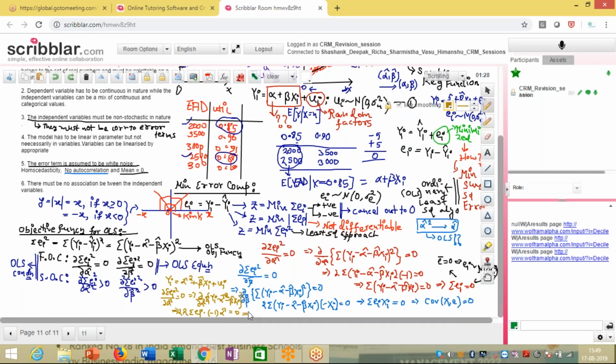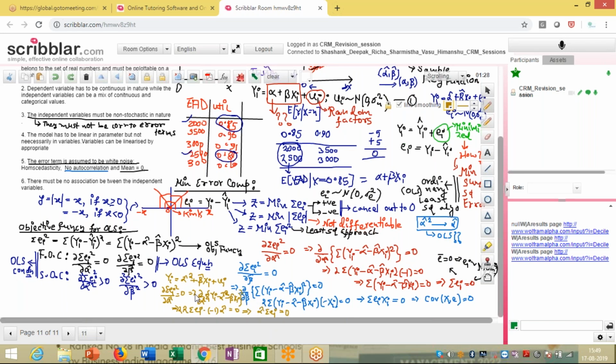So what this implies is that alpha hat summation ei is equal to 0. So this is the first order condition. This is what your first order condition would look like if your alpha hat is not linear.